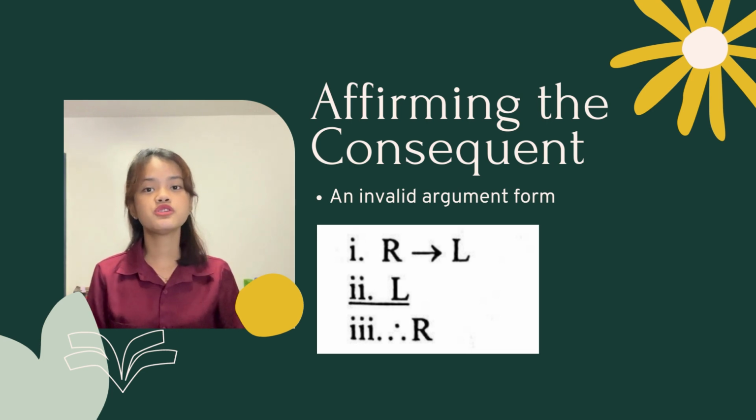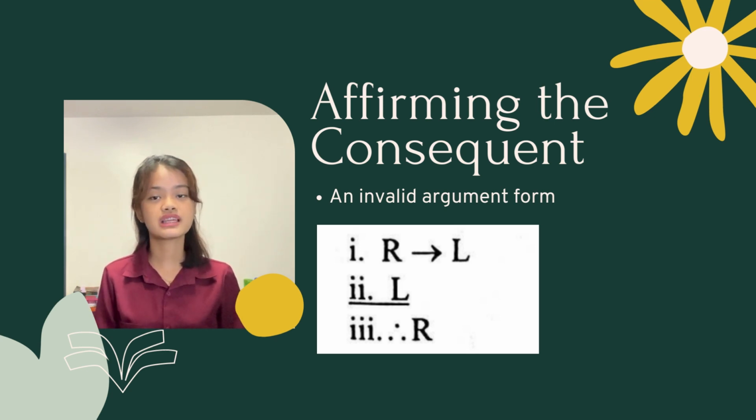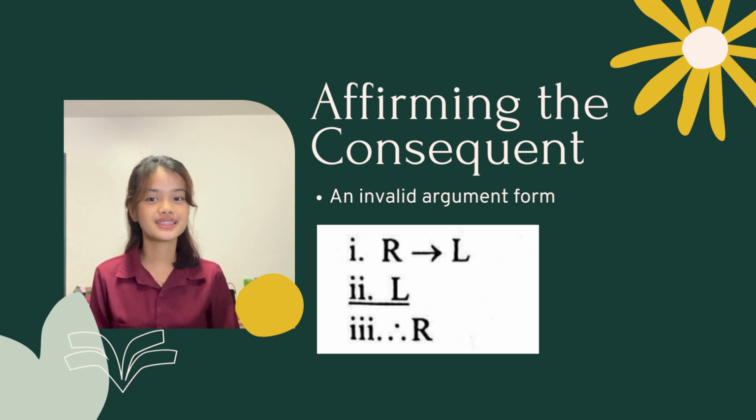Moving on, we knew from the previous module that affirming the consequent is an invalid argument form because the truth of the premise does not guarantee the truth of the conclusion. The structure for this invalid argument is as follows. First, if R, then L. Second, L. And lastly, therefore, R.